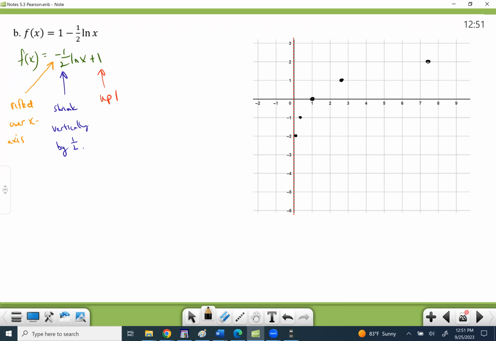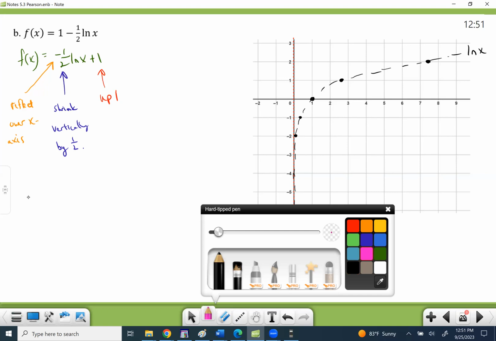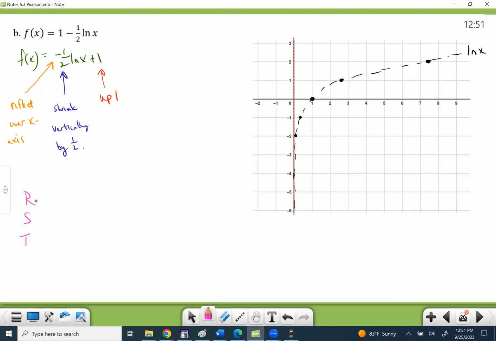Okay. All right. So this is good old natural log. I'm dotting it because it's not the final answer. Okay. Remember, you got to do things in the order of RST. We got to do our reflections first. Then we do our stretches and shrinks. And then we do our translate. Okay. So we're going to do our reflection first.